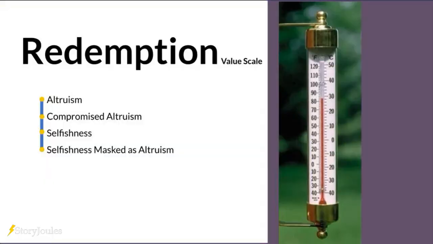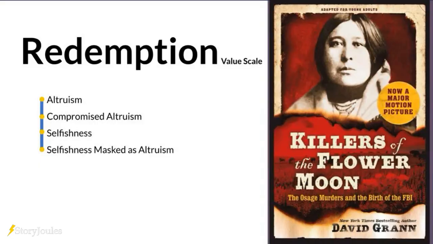Redemption is the last purely internal story dynamic. The scale is from altruism to selfishness, with gradations between and below. Cautionary tales are often failed redemption stories. Killers of the Flower Moon is an example of selfishness masked as altruism, hidden in the guise of love.